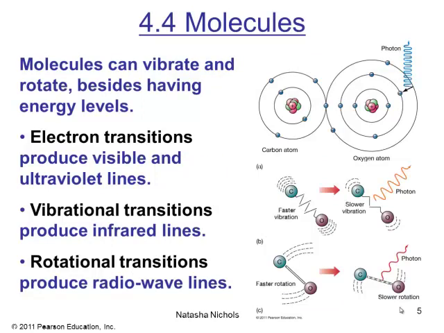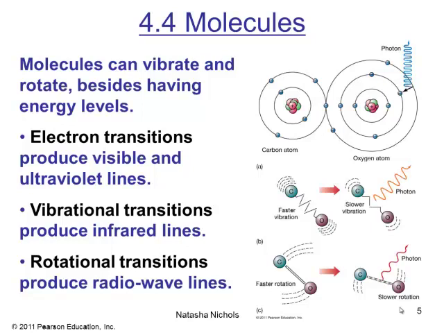Now, what if we have molecules rather than just atoms? Well, molecules behave in a more complicated manner because they can vibrate and they can rotate. And that can cause a lot more complicated scenario, which in turn results in a more complicated spectrum. Electron transitions produce visible and ultraviolet lines.